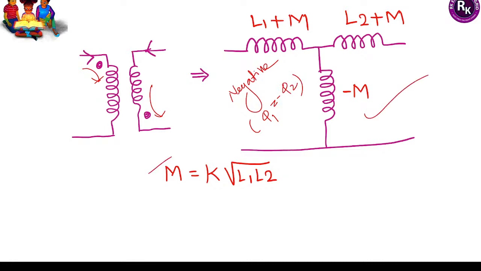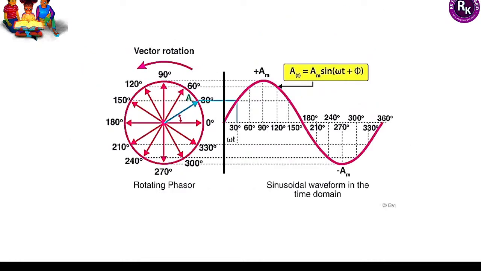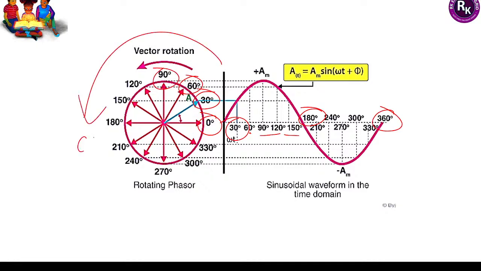Okay, so this is the formula. We know the relation between mutual inductance and self inductance, that we already know. Now let us discuss three phase circuits. We know when we are talking about a single phase circuit, it will be rotating like this, starting at 0, then 30 degree, 60, 90, 120, 150, 180, up to 360. In which direction is it rotating? In the counterclockwise direction.